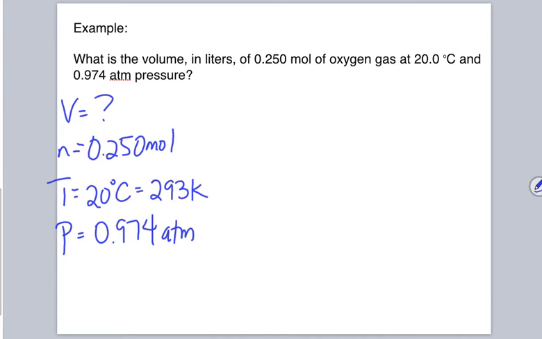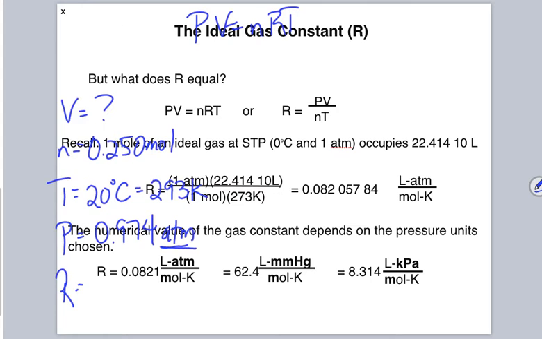Only one set of data, so we're working with PV equals nRT. We want to find volume. We're going to need R. What is the value for R? Here, because our pressure is in atmospheres, we're going to choose the value for R that also has units of atmospheres, which is going to be that same 0.0821.